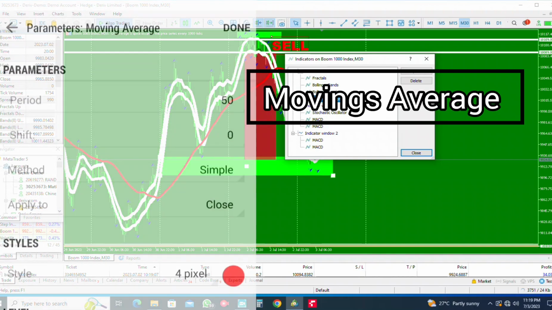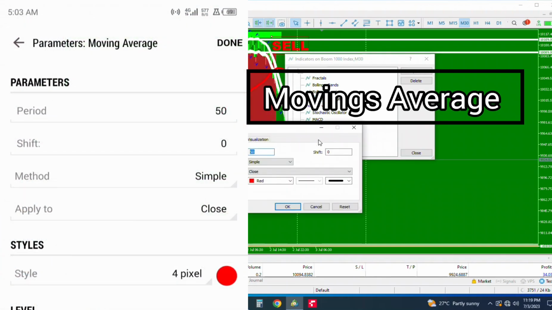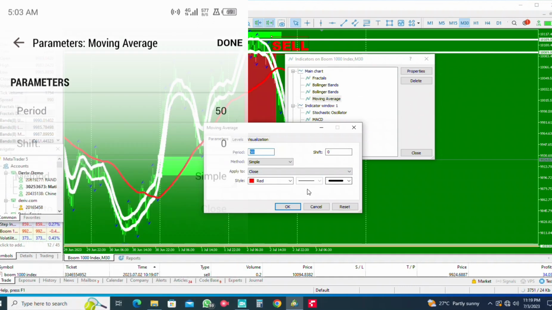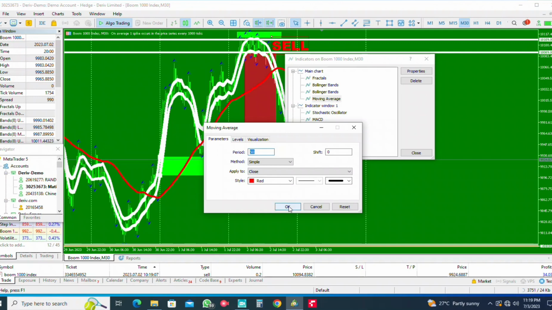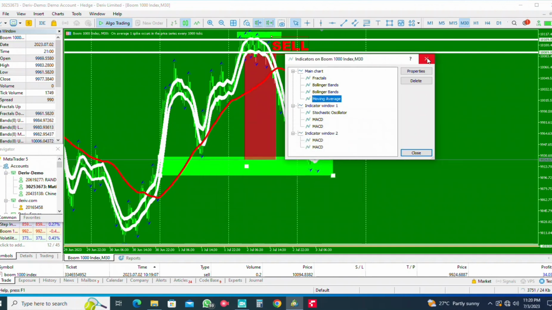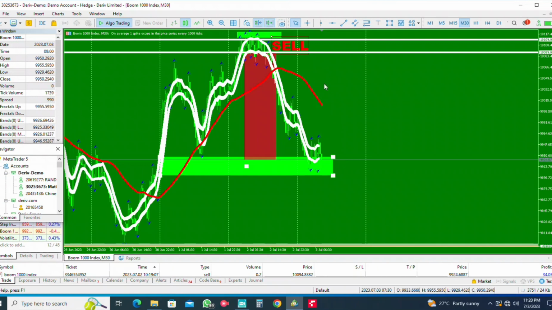Then let's go to the moving average, which is the last indicator. The period is 50, method is simple, apply to is close, style is red, shift is 0. Then choose the size you want. So that is it. Key in this setup and begin to trade with your demo. Practice with your demo and make sure you follow all the instructions I've given here, all the process of how to figure out your sniper entry.